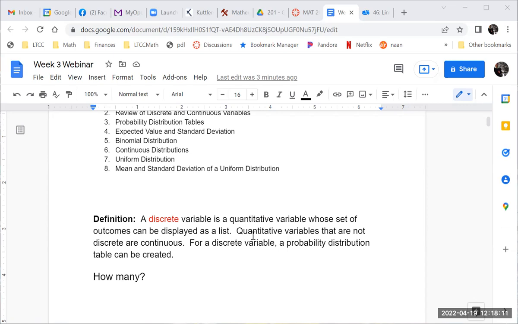Okay, so for discrete variables, again, the biggie is that you can list all the possible outcomes, which means that you can create a table where typically the first row or column, however you want to make your table, is all the different outcomes that can be done. And the second row or column are the probabilities of those outcomes occurring.